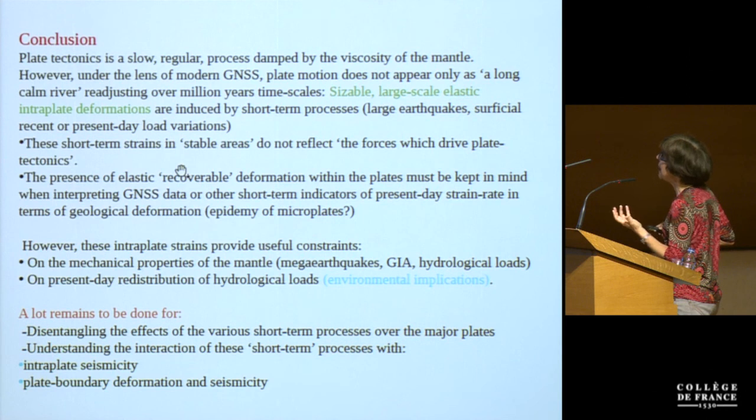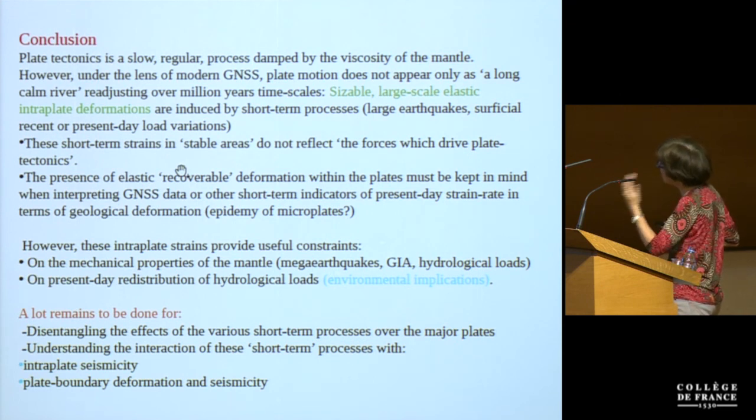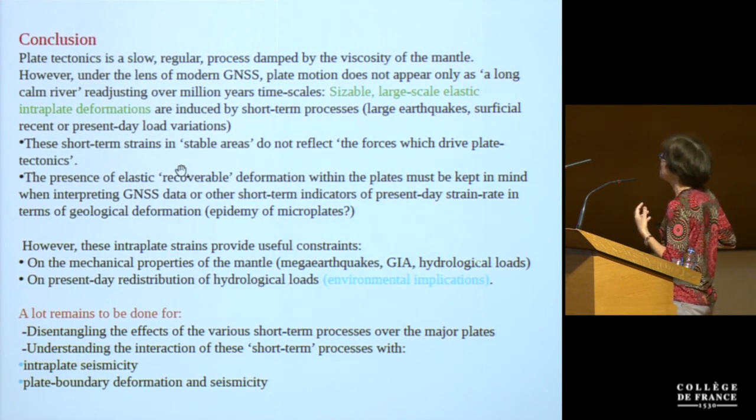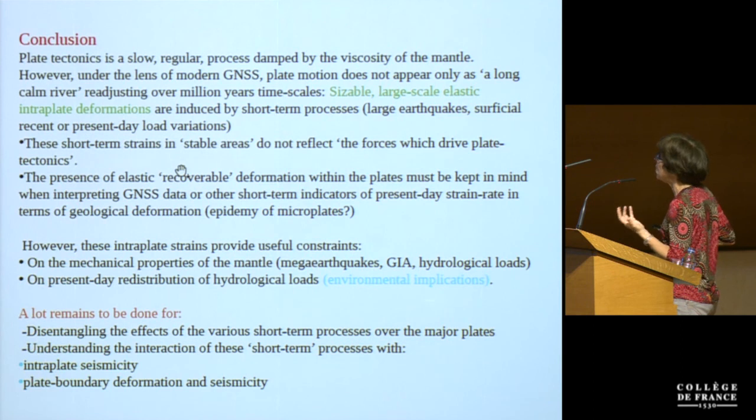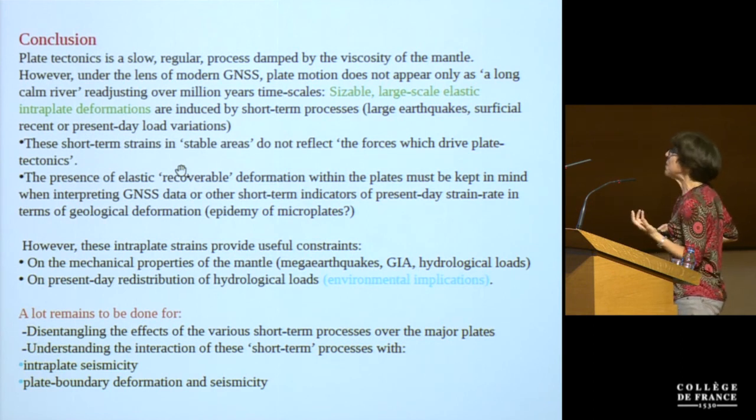Those intraplate strains can provide very useful constraints on the mechanical properties of the asthenosphere. We saw that yesterday with Roland Bergmann. Using GIA, we also get further constraints on the plausible distributions of viscosity in the mantle. And they also better constrain hydrological loads. A lot remains to be done for disentangling those various processes and understanding their interaction with intraplate seismicity and plate boundary deformation and seismicity. Thank you.